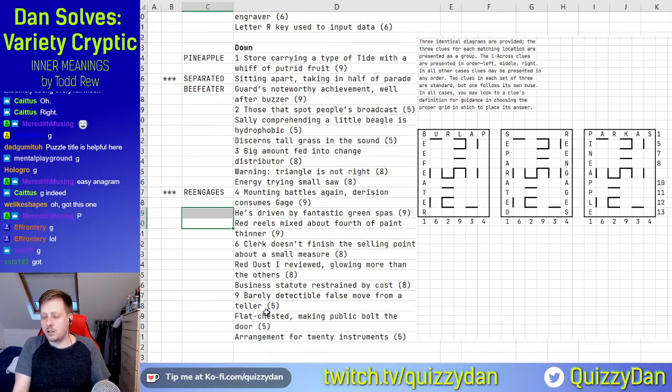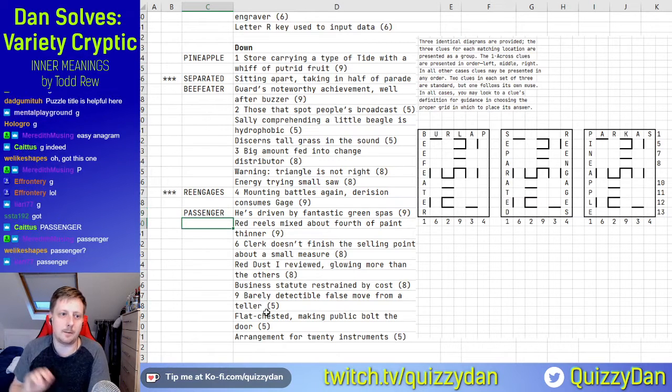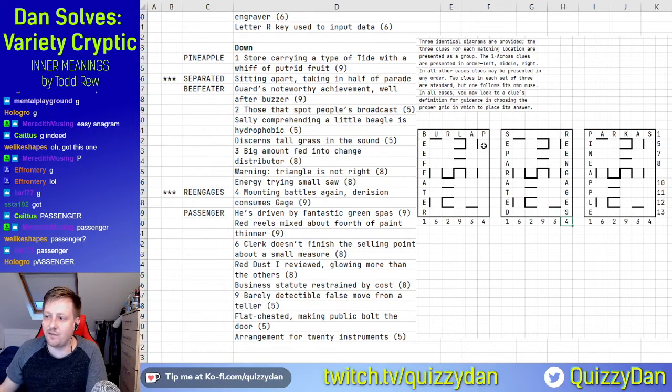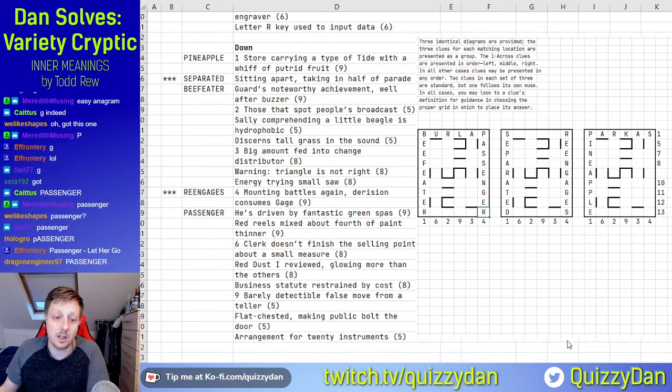If you've got this one, put it in the chat. I'm happy with this one. This one is an anagram of green spars, and the answer here is passenger. Absolutely my favourite type of pigeon, because it's extinct. Passenger. He's driven, it's an anagram of green spars.